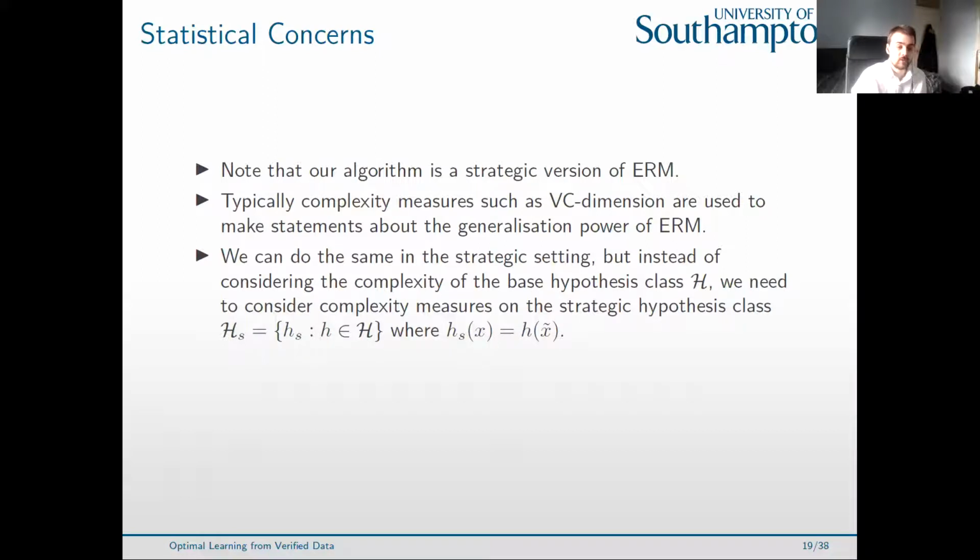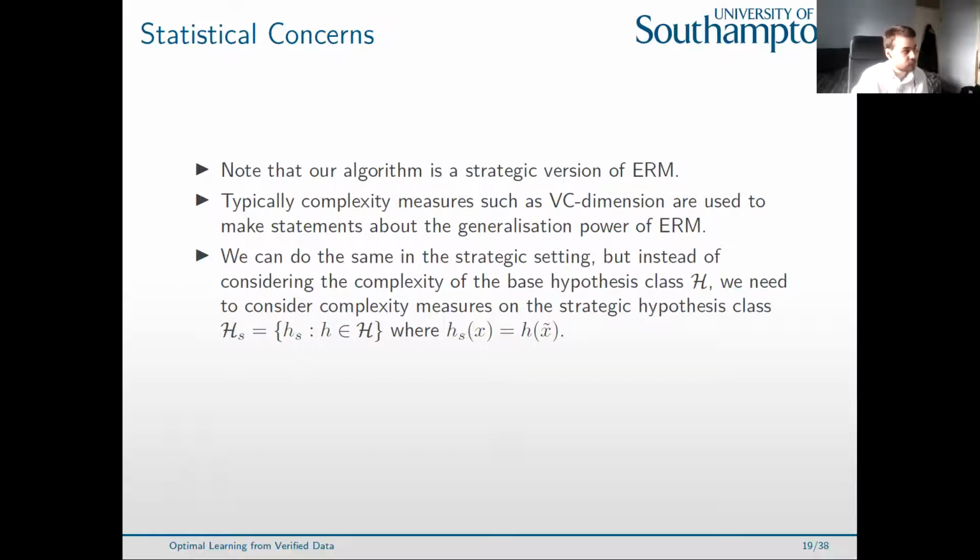So instead of considering the complexity of this class, we can consider the VC dimension or the complexity of a modified hypothesis class, which for each hypothesis it contains, h_S, is just a modified version of the hypothesis from the base class of the models we're considering, where when we want to see how it classifies a point X, we actually want to look at how it classifies a manipulated data point X tilde, where X tilde is the optimal manipulation given that h is chosen. And if you compute all the same things you're familiar with in computational statistical learning, like shattering and VC dimension, you get all of these strategic notions of these measures.